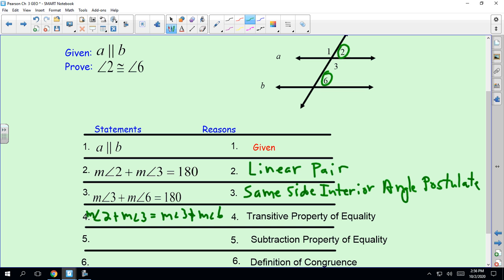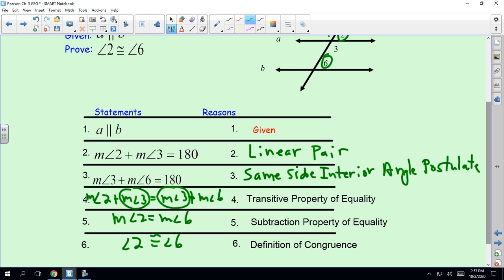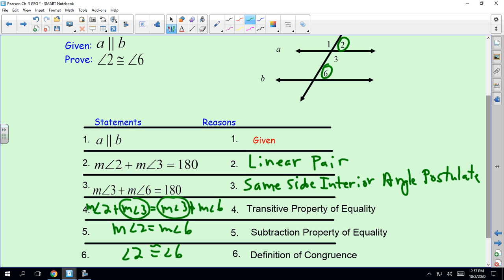Transitive property of equality. Then if I subtract off measure of angle 3 from each side, I have measure of angle 2 equals measure of angle 6. That's subtraction property of equality. And then the last step is to say angle 2 has to be congruent to angle 6 by definition of congruence. So that's proving that the corresponding angles are always congruent if the lines are parallel, cut by a transversal.